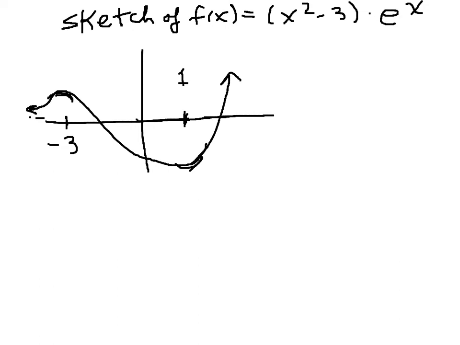And that's because everywhere to the left of -3, my function is going to be positive, but e to the x will dominate it, and we'll see why in a few weeks. And as x approaches -infinity, e to the x approaches 0. And the fact that e to the x approaches 0 dominates the fact that x squared minus 3 is getting large.